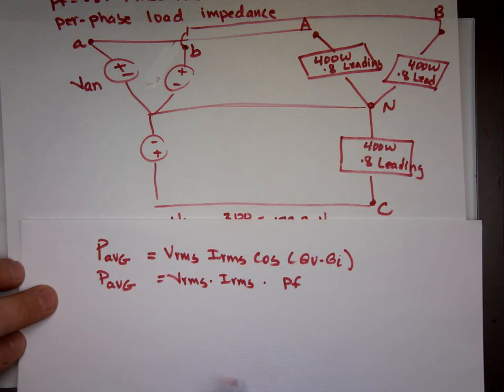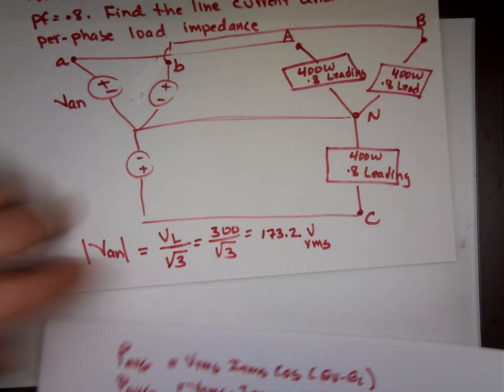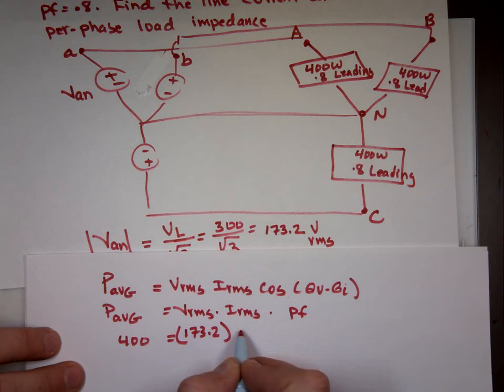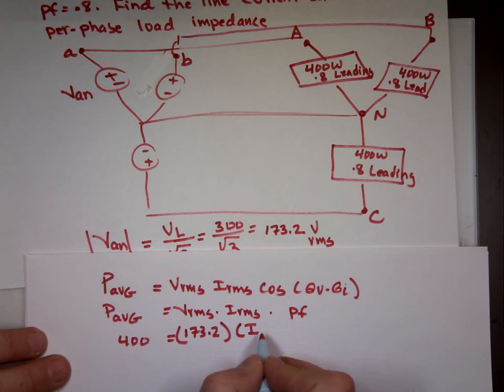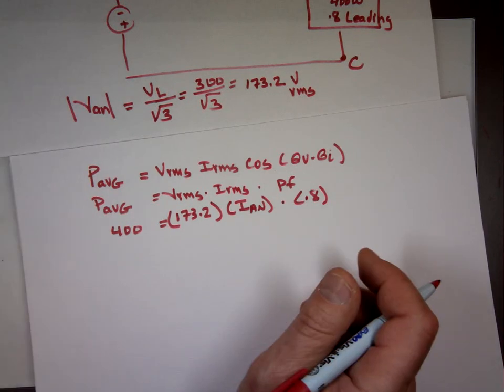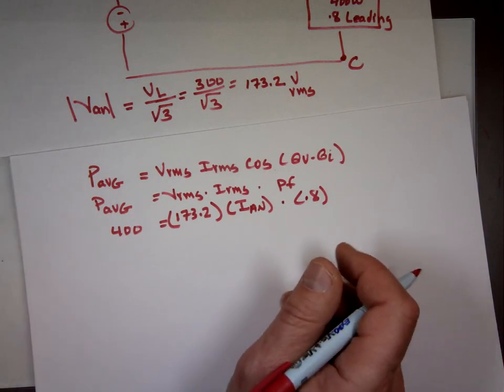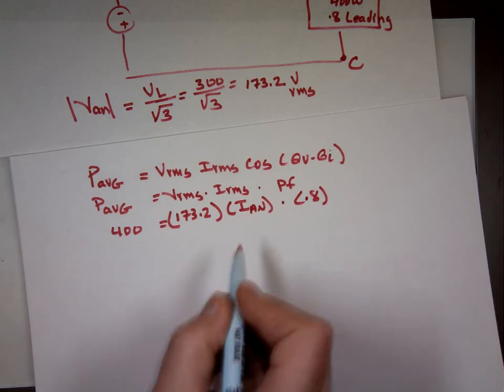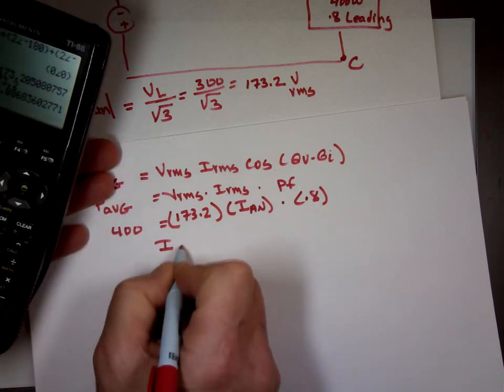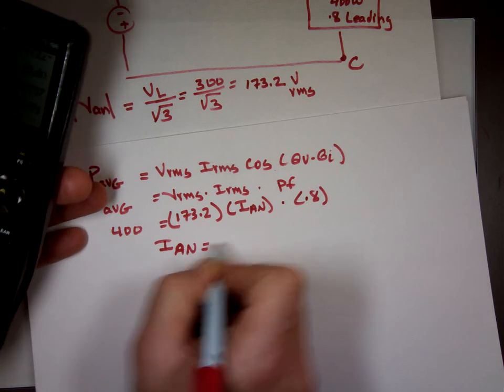So I know that's 400. I know the voltage is 173.2. I don't know the current. I'm looking for it. That's I sub AN, that's the current going down here, times the power factor, which is 0.8. So the magnitude of I sub AN is going to be 400 divided by 0.8 divided by 173.2. That's 2.88, or 2.89 amps.